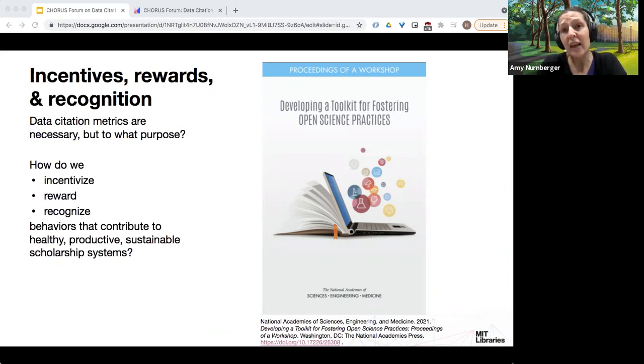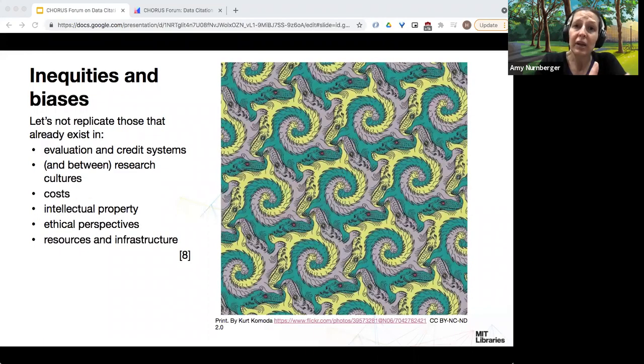We also, again, want to make sure that we're not replicating those interlocked, intertwined inequities and biases in our systems as we move forward into this new space of looking at data citation and creating systems of metrics around those data citation. Let's be really clear about how those metrics might be used in credit systems, how they represent different cultures, how they position different ethical perspectives, and how they're supported by what resources and infrastructures, and what are the systems and biases that need to be considered in those places.